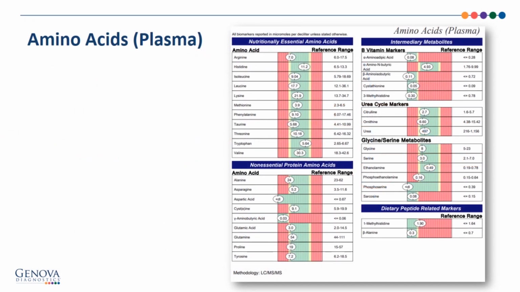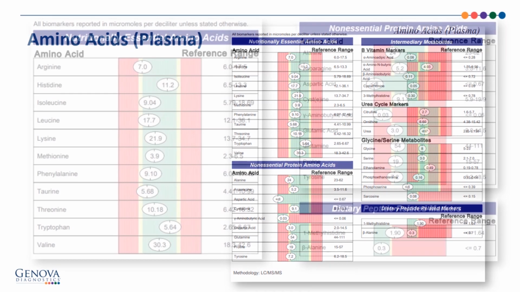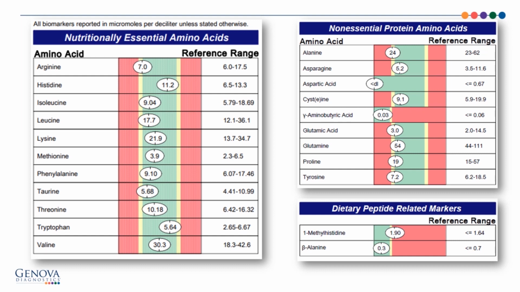Let's take a look at the amino acids page, in this case from a plasma amino acids finding. On the left, we see the nutritionally essential amino acids. The first thing I want to look for is a pattern. What is the pattern of the nutritionally essential amino acids? Drawing this plumb line tells me that for the most part, we're to the left of the midpoint. So a little bit on the lower moderate section in terms of nutritionally essential amino acids from the diet. How does that compare to the non-essential protein amino acids? Well, I would say the non-essentials are even lower than that. So there may well be a conversion issue.